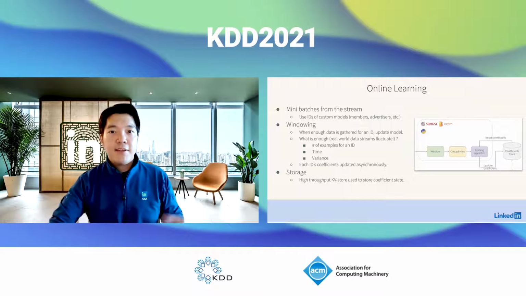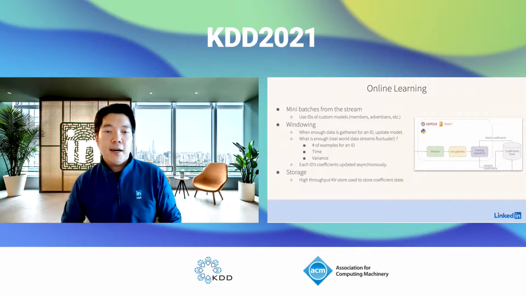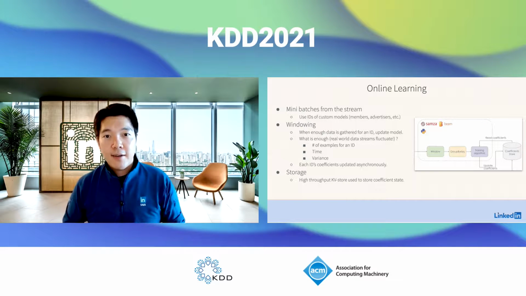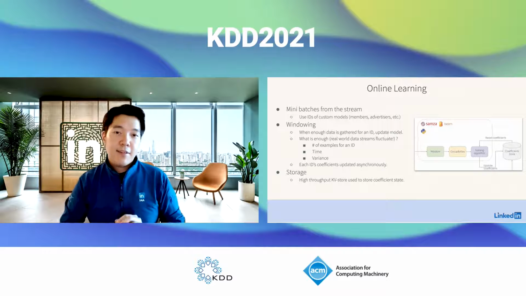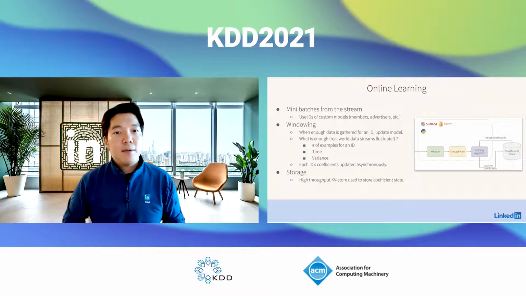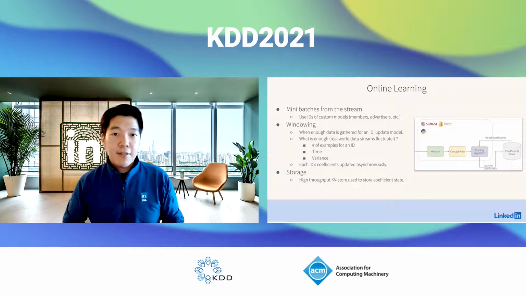As data stream velocity fluctuates throughout a day, what defines a sufficient window of data can be a variety of things. One could be the number of collected training examples for a given ID. Another could be the time since the last update of an ID. And the third one could be the variance of the data under an ID.